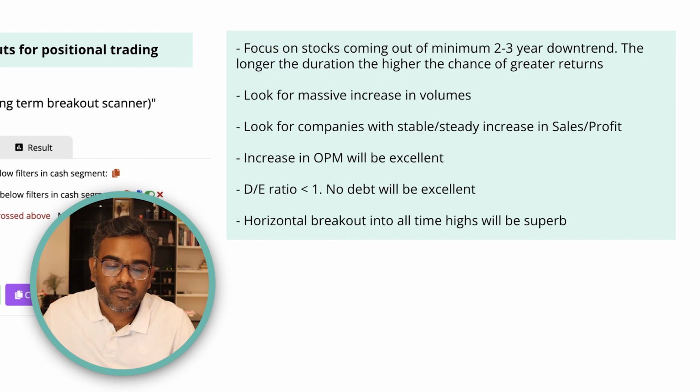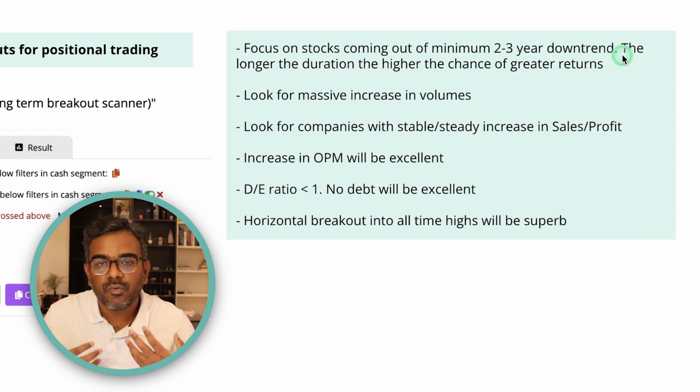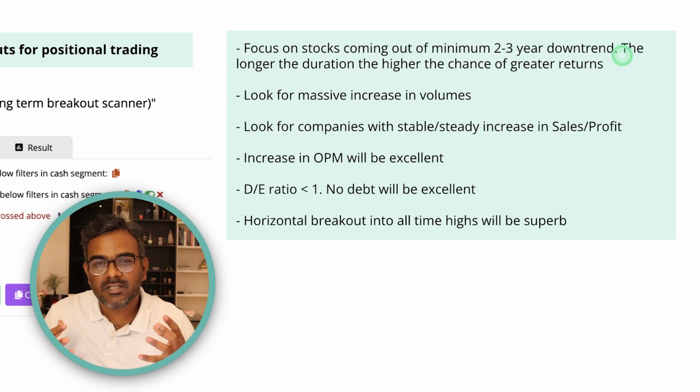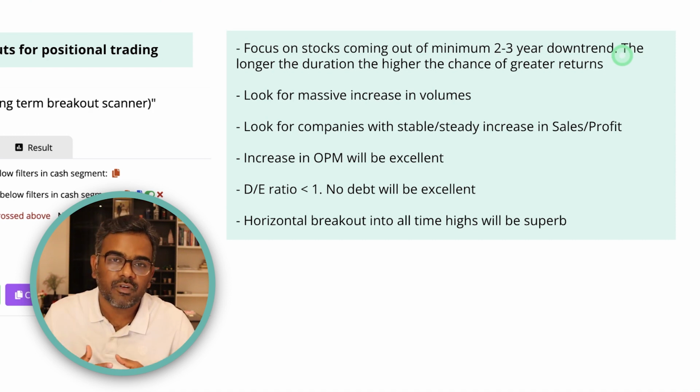Now, from the scanner, whatever you get, you should focus on stocks coming out of a minimum 2 to 3 year downtrend. Remember, we're talking about investments or positional trading, so you need to focus on stocks coming out of a minimum 2 to 3 year downtrend. And the longer the duration, the higher the chances of you getting greater returns. For example, if you're looking at a stock which is coming out of a 2 year downtrend, probably that stock had already been up, then it went into consolidation for 2 years, and now it's moving higher again. Since the consolidation is just 2 years, the stock might probably do well for a few months.